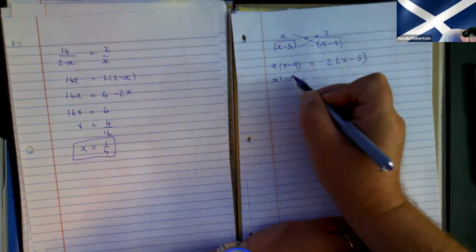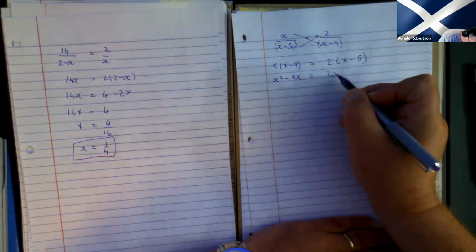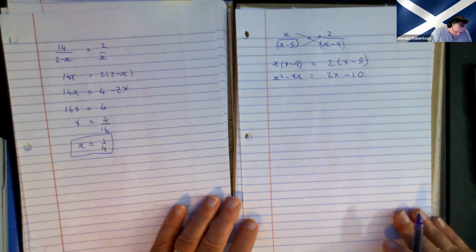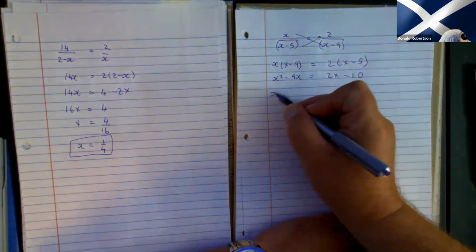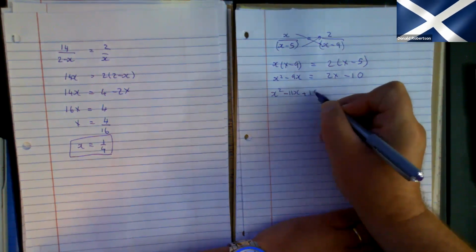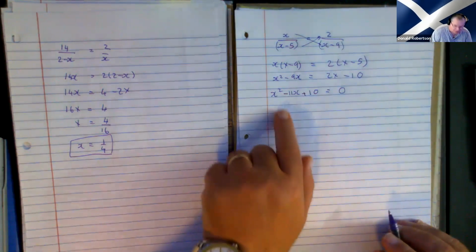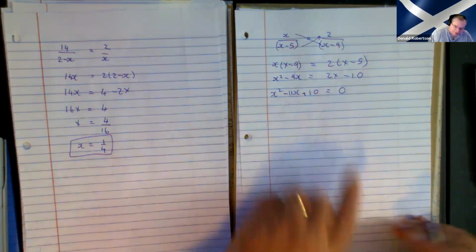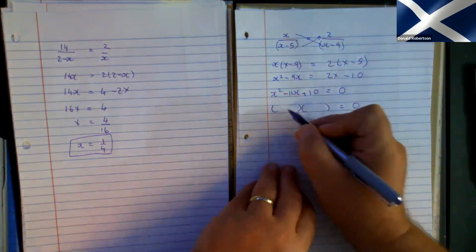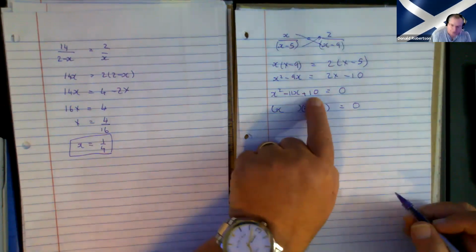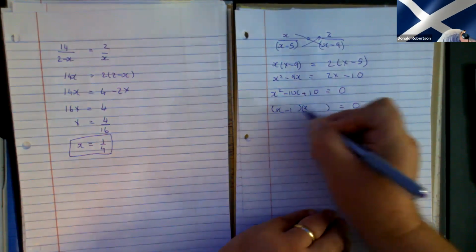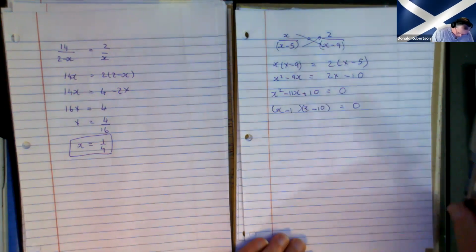Distribute, you get x squared minus 9x. Distribute, you get that. I can see an x squared there, so I know I'm going to be dealing with a quadratic. So I will subtract 2x from both sides and add 10 to both sides. And we now have a quadratic. It looks like this. I'm going to see if I can factor it first, which would be the best. And I am looking for two numbers that multiply together to give me plus 10, but when I add them, I get negative 11. And I get those two.